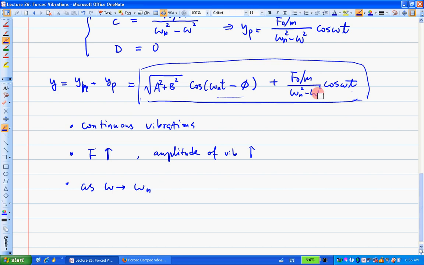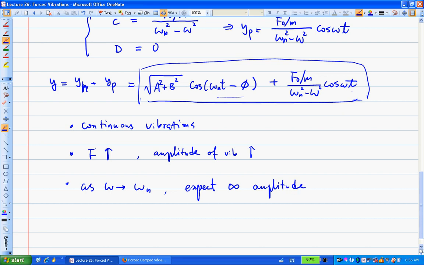right? As omega is getting close to omega n, what happened to the denominator? The denominator becoming 0, right? So you're approaching infinite here, isn't it? So basically, you would expect the output of this y to have a larger and larger amplitude of vibration. That make sense? So as omega approaches omega n, we're going to expect sort of an infinite amplitude. Okay, so that makes sense now.